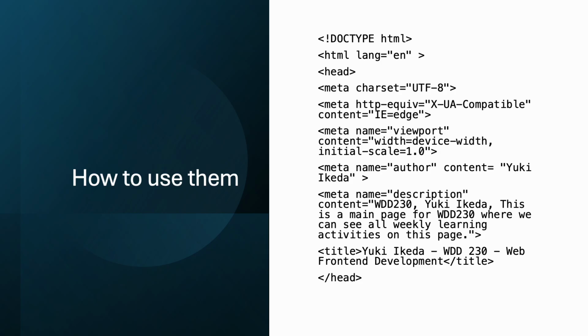So there's a meta name description, and you put the content within the brackets. You can say WDD230, my name, and the purpose of the website. This is the main page of WDD230, where we can see all weekly learning activities on this page. So this is for the main purpose of my index HTML page. And this is the title, with my name, including the class code and also the actual class title for this course. So this is the example usage of how you're going to use the meta description and also the title element.